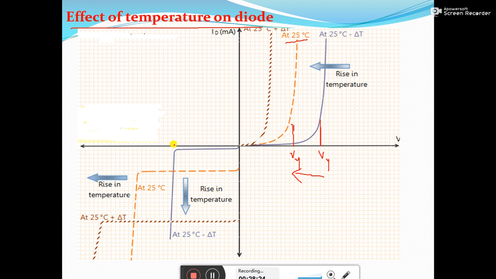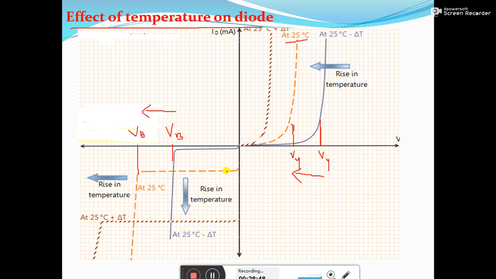Next we shall talk about the breakdown voltage. This is the breakdown voltage at a certain temperature, and this is another breakdown voltage at a higher temperature. At higher temperature you can see a significant increase in the breakdown voltage as the temperature is increased.